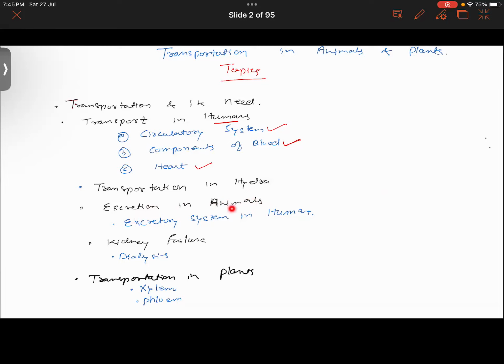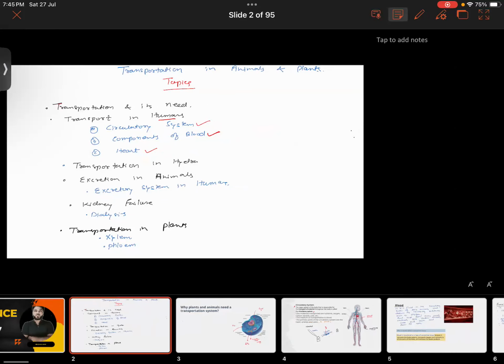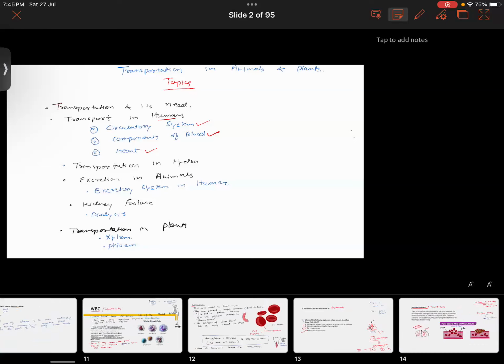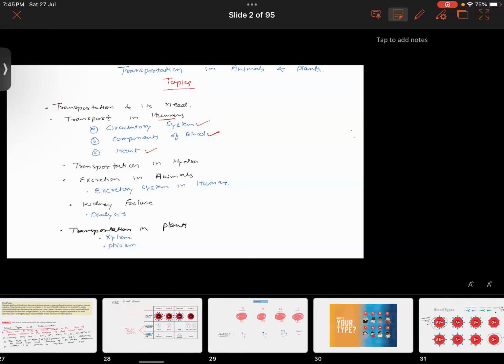Now we are going to be learning about the excretion system in animals, particularly in humans, and later on we'll be learning about some other animals as well. In this, we are going to be learning some very basic and interesting concepts. So let us go to that part of the chapter.